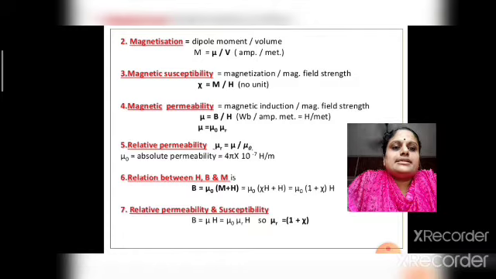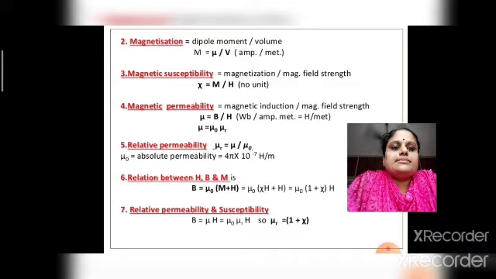Magnetic permeability mu is equivalent to magnetic induction divided by magnetic field strength. Mu is equivalent to B by H. And we know magnetic permeability is equivalent to mu 0 into mu r, where mu 0 is the permeability of free space and mu r is the relative permeability.